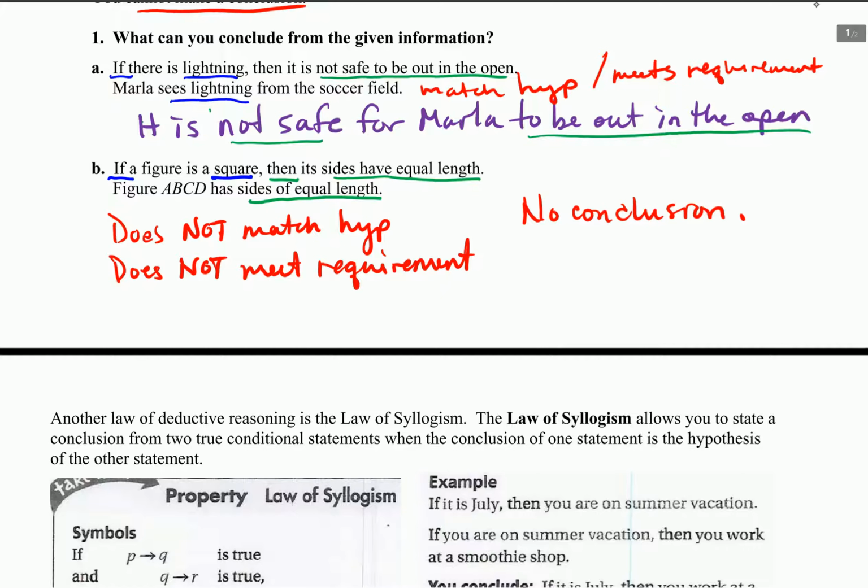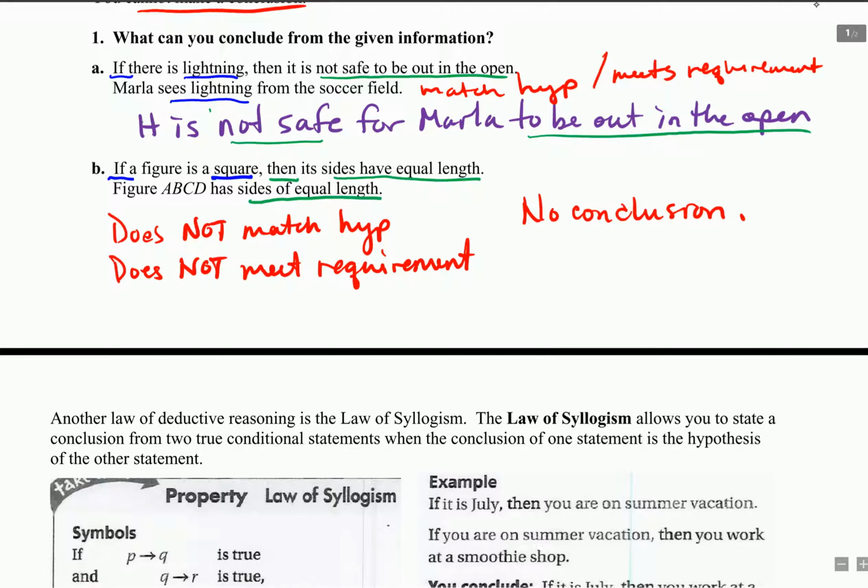The first one says, if there is lightning, that's our requirement, the result is that it's not safe to be out in the open. So our statement says Marla sees lightning from the soccer field. Does that meet our requirement? Our requirement is there is lightning, and that is met. The soccer field doesn't matter, Marla doesn't matter. All that matters is we meet our requirement. There is lightning.